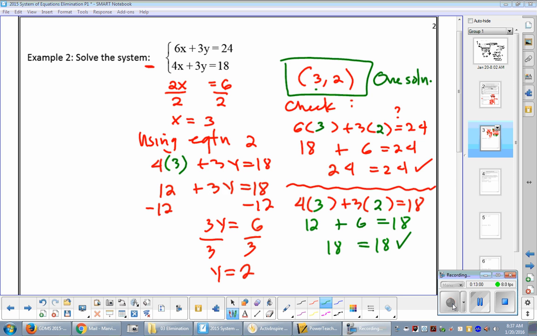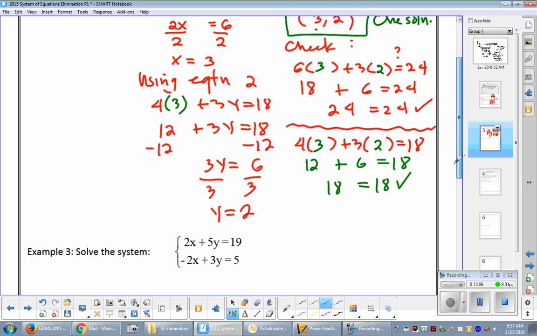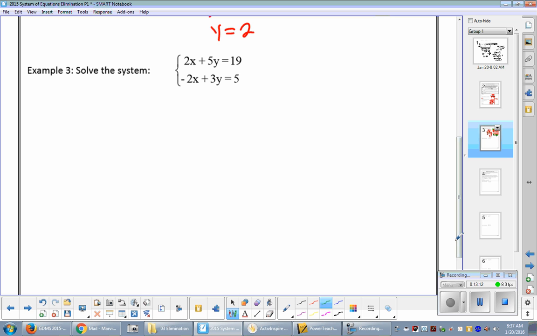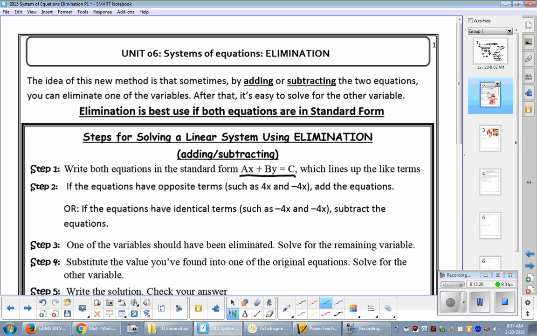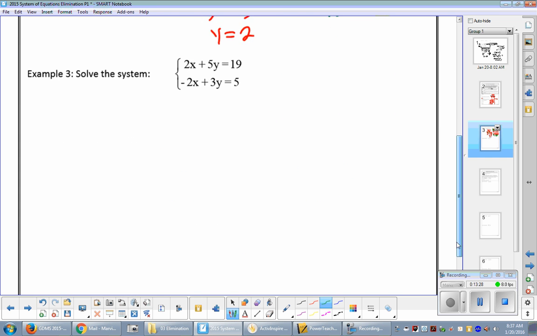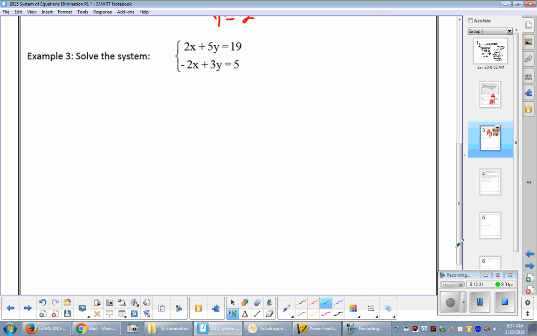In our first two examples, it just so happened that it was easier to eliminate our y variable. For the third example, you'll notice that it's easier for us to eliminate our x. Again, if you go back to our step number 2 here, if we have opposite terms, then it's better for us to eliminate that variable. So here, I have opposite terms: the 2x and the negative 2x.